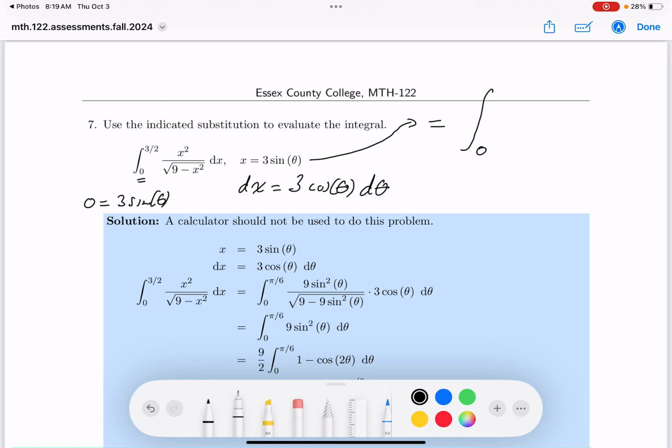What's the next one going to be? I'll write this one down. It's going to be 3 halves now. So I'll write this over here: 3 halves equals 3 sine theta. Divide both sides by 3, you get 1 half equals sine theta. Then the big question is, when does the sine of theta equal 1 half?